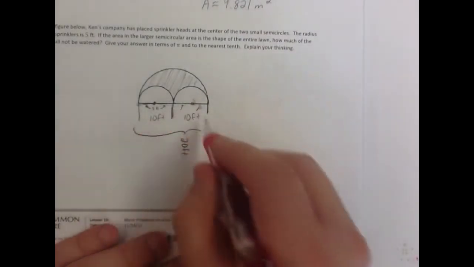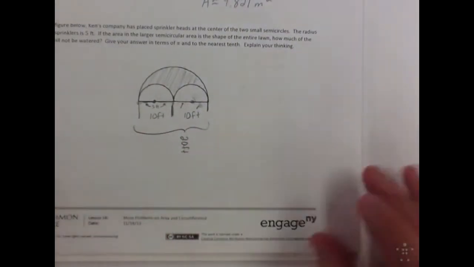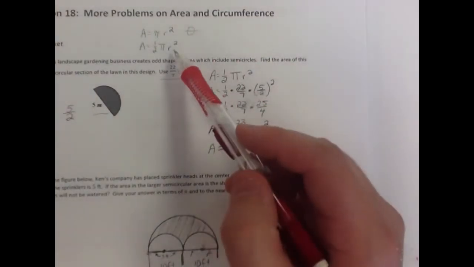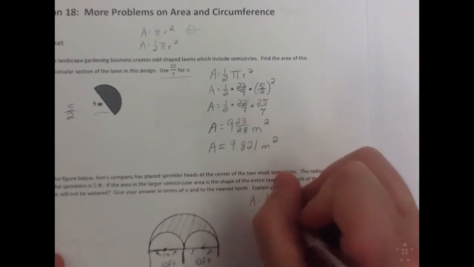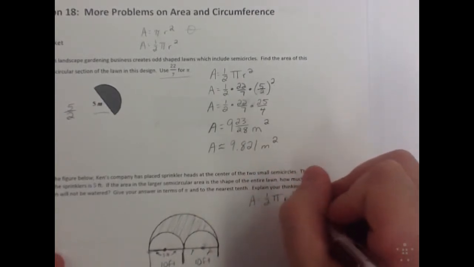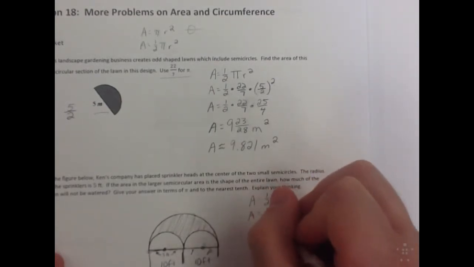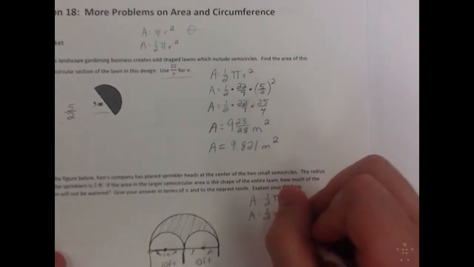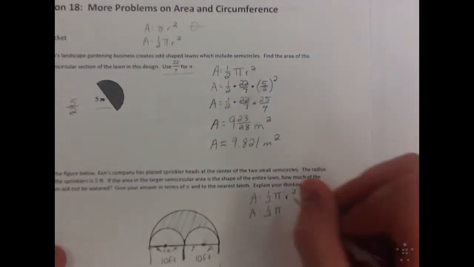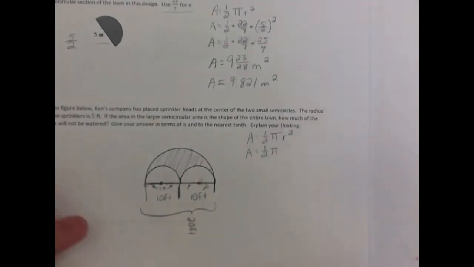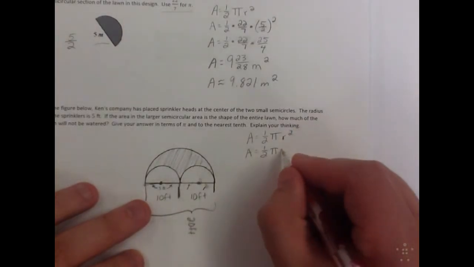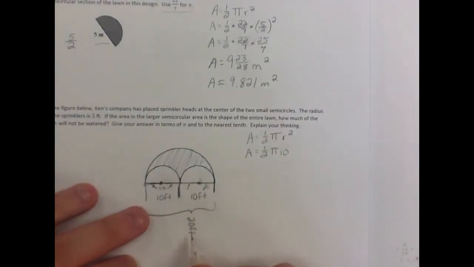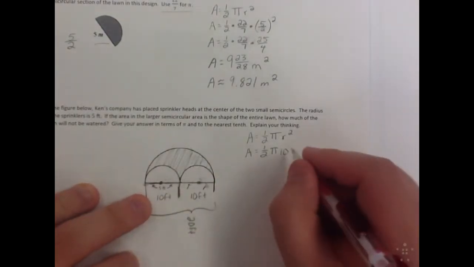First thing we need to do is find the area of the whole lawn. The whole lawn is a semicircle, so we're going to use our semicircle area formula. A equals 1/2 times pi r squared. We'll bring down our 1/2, and our pi we're going to leave as pi. Our radius of the whole thing: if the whole thing is 20, our radius would end up being 10. So the diameter is 20, the radius is 10.